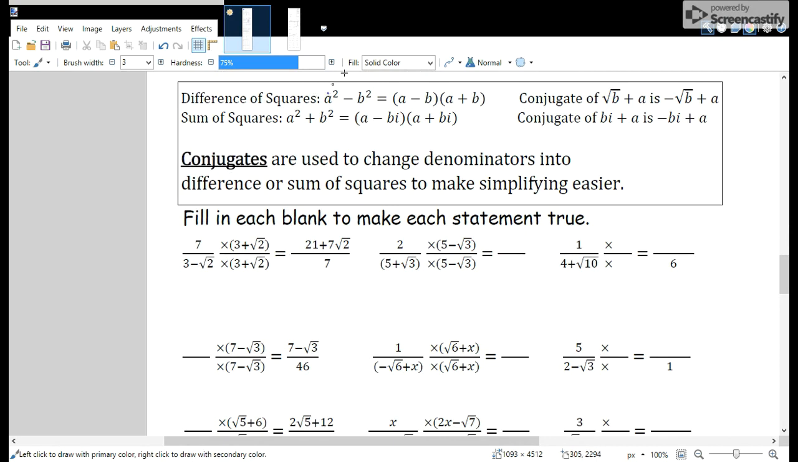Difference of squares is a squared minus b squared equals a minus b and a plus b. The conjugate of the square root of b plus a is the negative square root of b plus a. The conjugate of bi plus a is negative bi plus a. Basically, the reason we have conjugates is so we can get a sum of squares. If you multiply the two conjugates together, you get a squared plus b squared, if it's i's. If it's radical symbols, it will be a squared minus b squared.